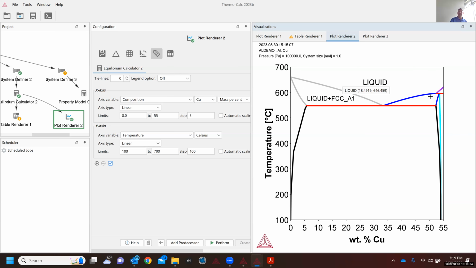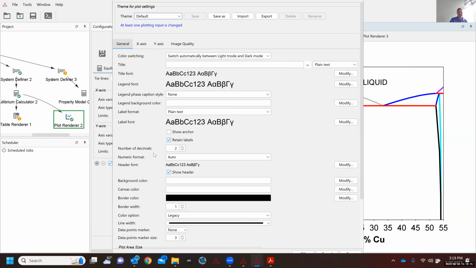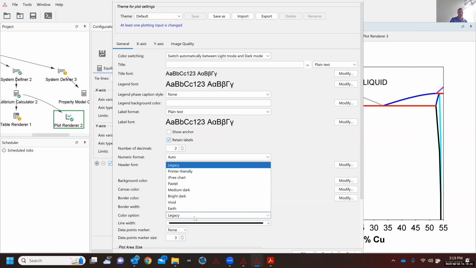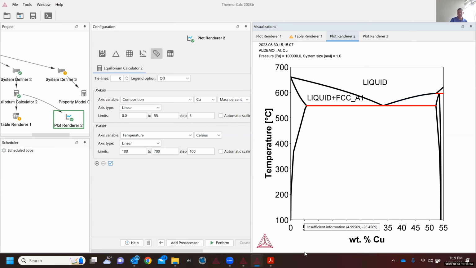The default is to give it all of these different top colors. While I've published phase diagrams with all those different wacky colors, now I tend to go down here under color option, and that's legacy. Let's go printer friendly. Click OK. That's basically black and white.